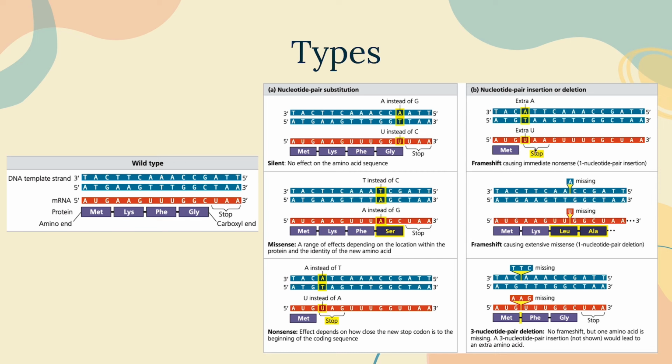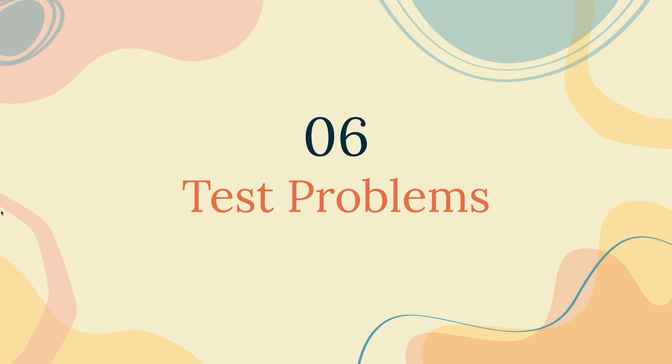we can have a frame shift mutation causing a nonsense mutation. So if we inserted an extra U here, we'd get a stop codon. So we just stop. And then there's frame shift mutations that cause a lot of missense, where they shift the reading frame and then everything is different. And then if we have a 3 nucleotide pair deletion or insertion, then we're just inserting or deleting one amino acid. And yeah, now we're going to do some problems.